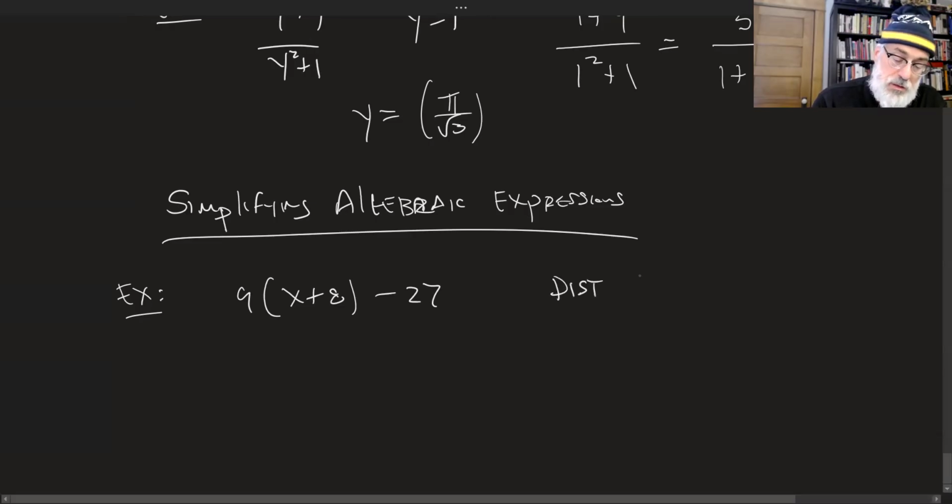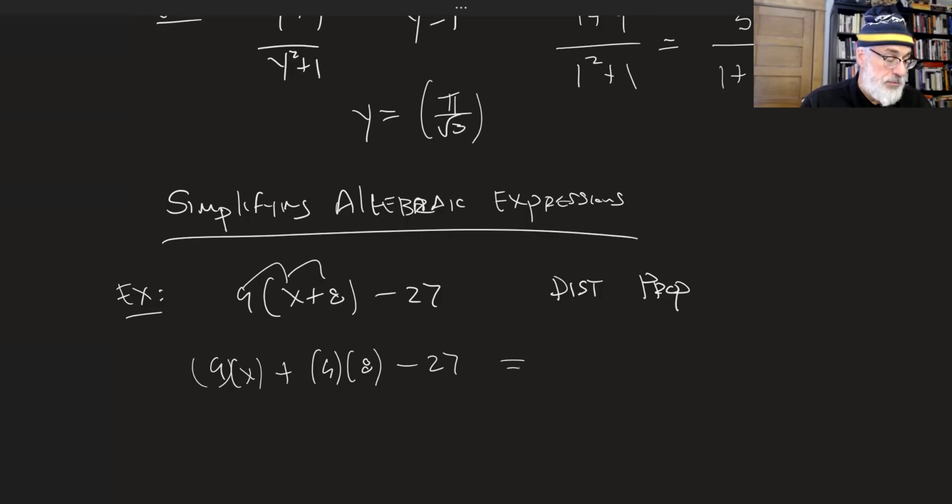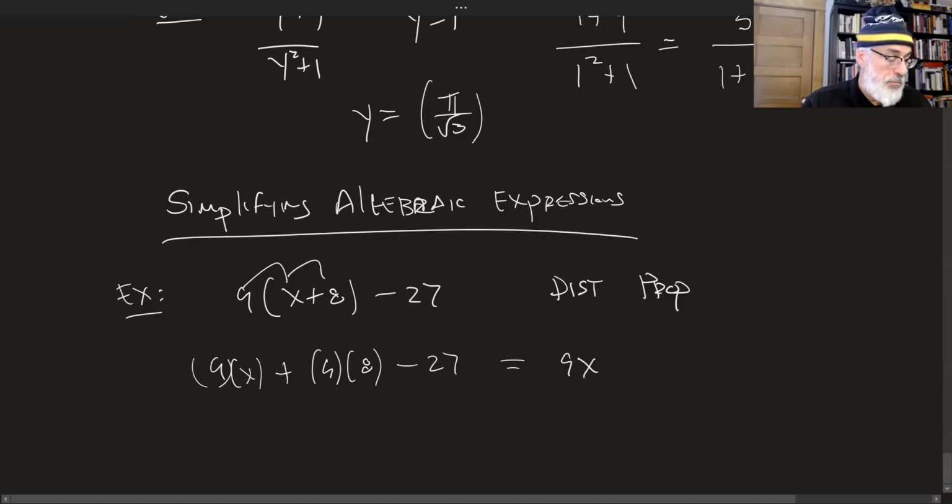I'm going to use the distributive property first. That says that if I have the number out here times some quantity, I distribute the 9 to each term. I'm going to use parentheses to denote multiplication: 9 times x plus 9 times 8. I'm going to leave this minus 27 out here. Left to right, I'm going to do the multiplication first. So we get 9x, and then 9 times 8 is 72, minus 27.